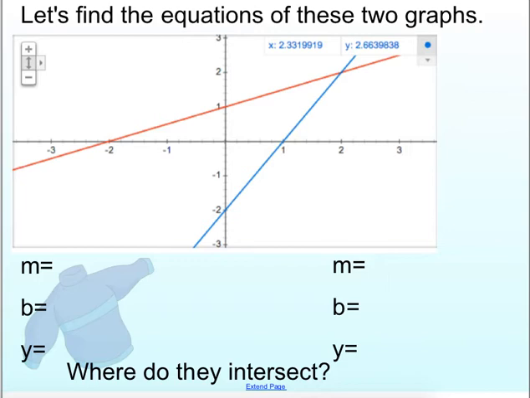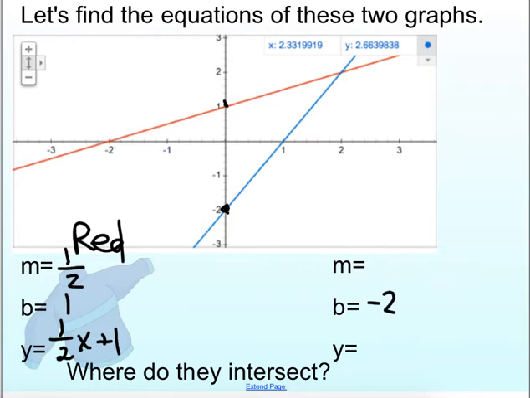Okay. For these ones, I'll do the red one first. Our slope is up 1, from here, up 1 over 2, so we get 1 over 2, and our y-intercept is 1, so we get 1/2 x plus 1. And for the second one, the blue one, starts at -2, and it goes up 2 over 1, so we have a slope of 2. Our equation is y equals 2x minus 2. And they intersect right here at 2, 2.